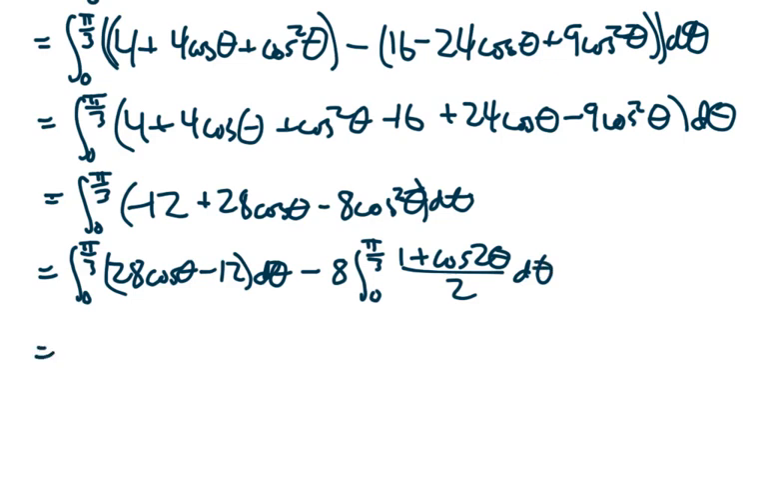Now let's go ahead and integrate this stuff and take care of it while we're working on making this better. The integral of cosine theta and sine theta. So this becomes 28 sine theta, and the integral of 12 d theta would be 12 theta. And we're going to evaluate this from 0 to pi over 3, and we'll do that on the next step.